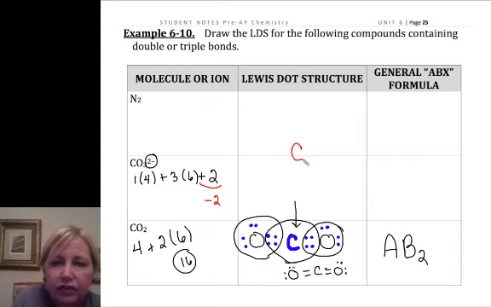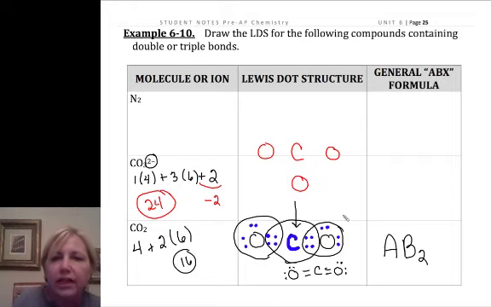Carbon's the least electronegative, so put it in the center. And what do I have? I have 18, 24, right? 18 plus 2 is 20, plus 4 is 24. I know what you'll do. You'll tell me if I make mistakes. I need you to do that for me.